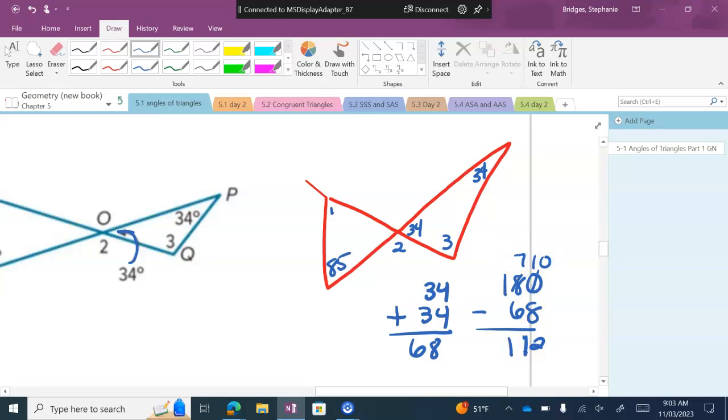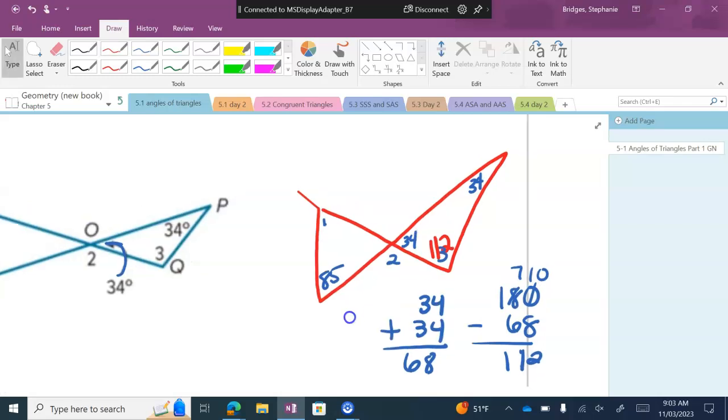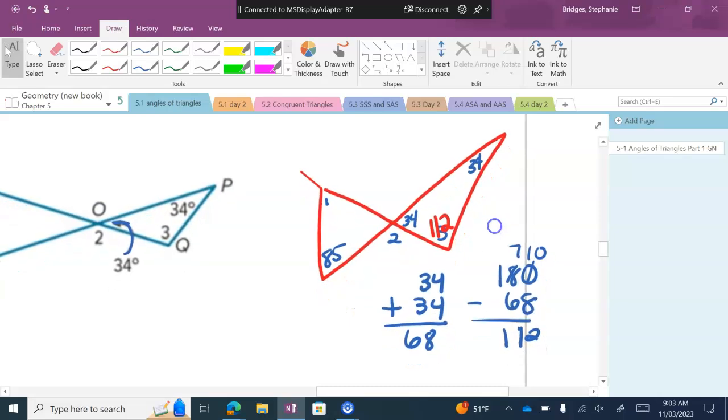We get 112. So what is angle 3 going to be? 112. Not yet. Let me ask you a question. Look at the 34-degree angle and angle 2. What do they give me together? 180. And so to find out angle 2, I'm going to do 180.